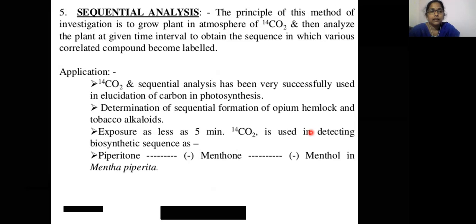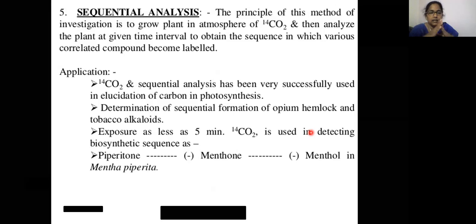In that particular atmosphere we are growing the plants, and then we are analyzing the plant at a given time interval so that we can obtain the sequence in which the compounds are formed. Simultaneously we are growing the plant in the radio labeled carbon dioxide atmosphere, collecting the plant parts at given intervals, and analyzing the constituents. Okay, so this will help you to establish the sequence.